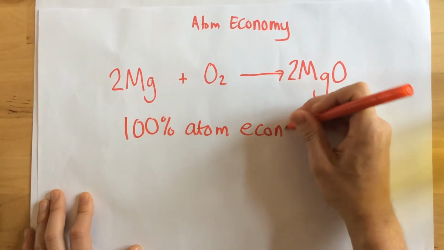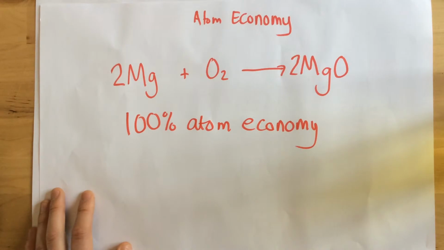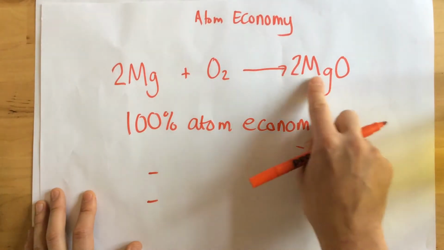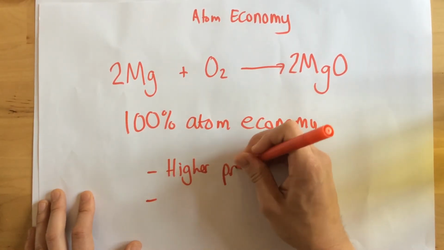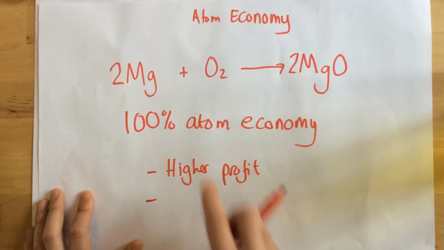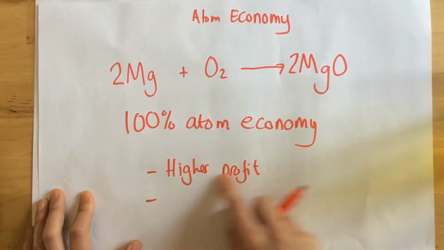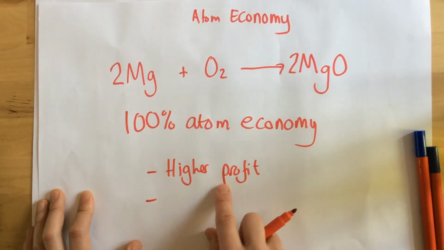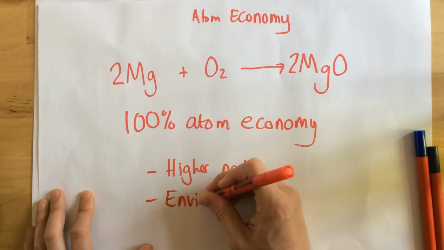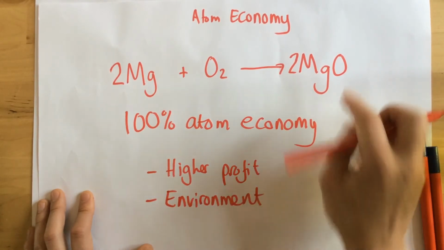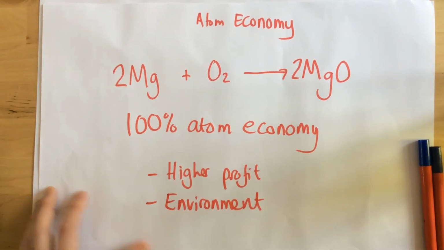Now, 100% atom economy is really, really good news. And the reason why it's good is there's no waste. No waste at all. So there are 2 really important reasons why it's good not to have waste. First of all, if we have no waste, we have a higher profit. All of our raw materials have been converted into our product, and so we're not wasting any money. It's really economic. Secondly, it's better for the environment. So if we think about environmental issues, we're not producing any harmful waste products. So that's also something to consider when we're considering atom economy.